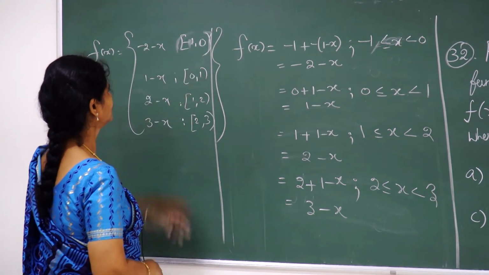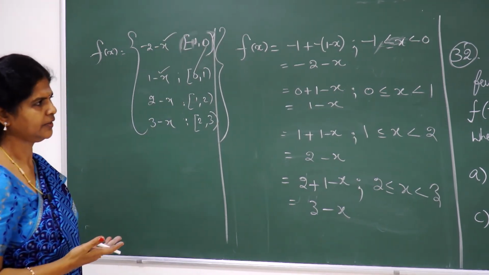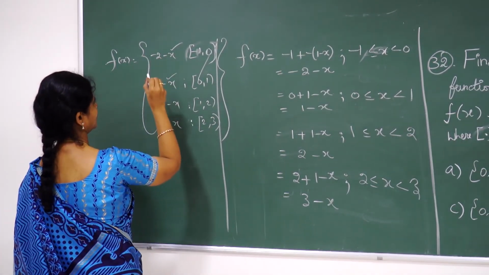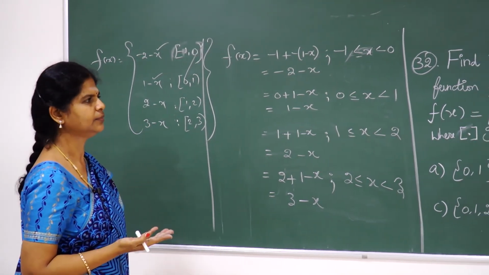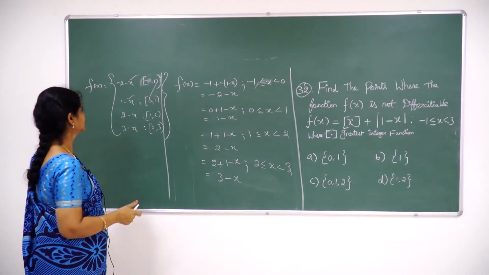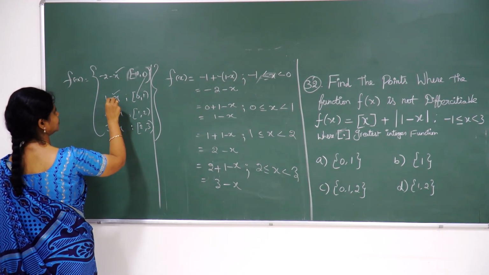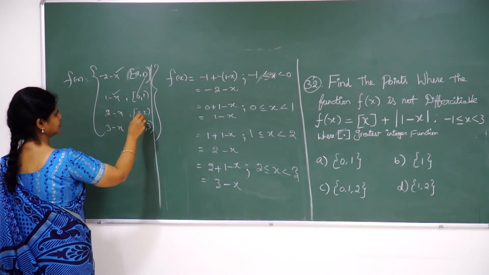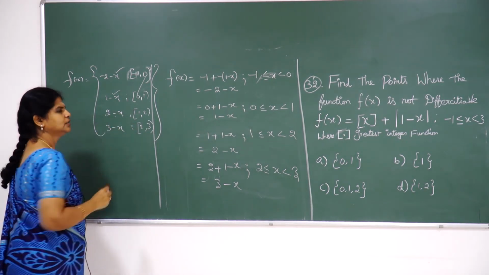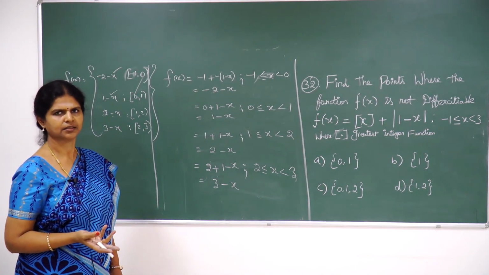This is for 0. For 0 this is the left hand limit and this is the right hand limit. Both have different values. When you substitute x equal to 0, you get minus 2 and 1. So the left hand limit and right hand limit do not coincide, so it is not continuous at 0. Similarly for 1, when you substitute x equal to 1, you get 0 and 1. Similarly for 2, you get 0 and 1. In all three cases 0, 1, 2, the left hand limit and right hand limit do not coincide.